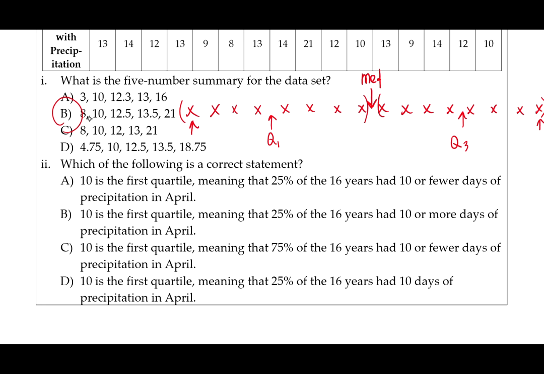So let's look at these answers. 10 is the first quartile, meaning that 25% of the 16 years had 10 or fewer days of precipitation in April. That is a true statement. It's not that 25% had 10 or more days. It's not that 75% had 10 or fewer days. And it's not that 25% had exactly 10 days of precipitation.